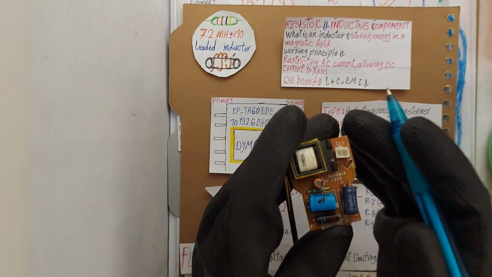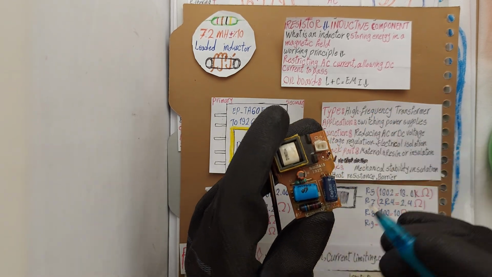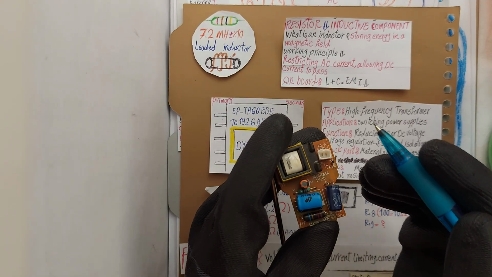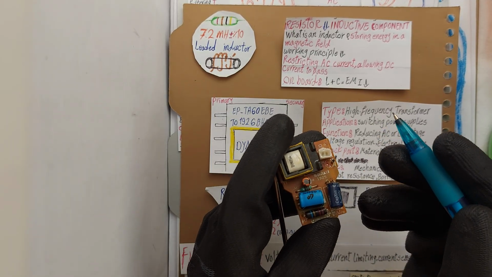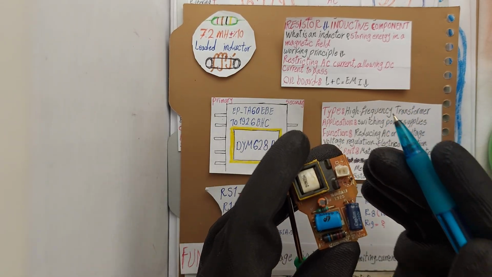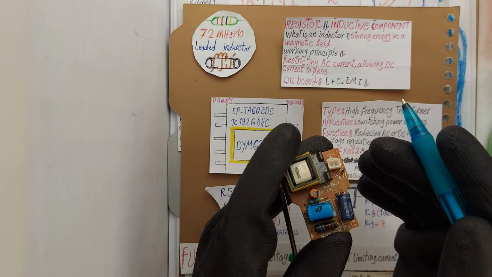In this circuit, the inductor combines with capacitors to form part of an EMI filter or switching power supply, for example, power supply circuit, cleaning the output voltage and reducing electromagnetic interference.